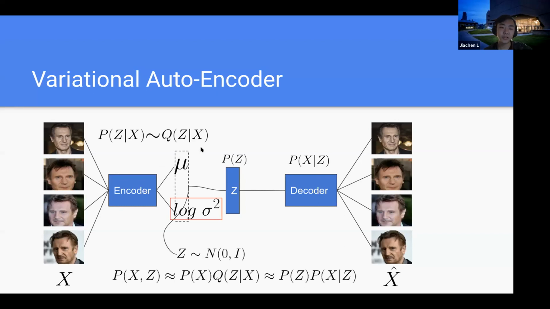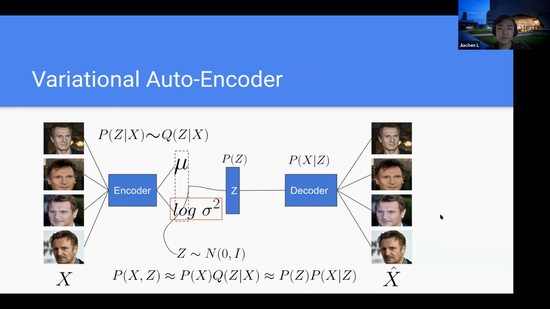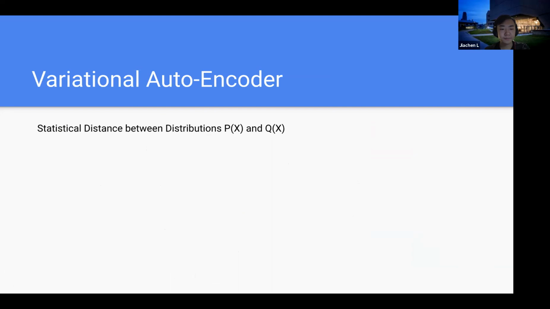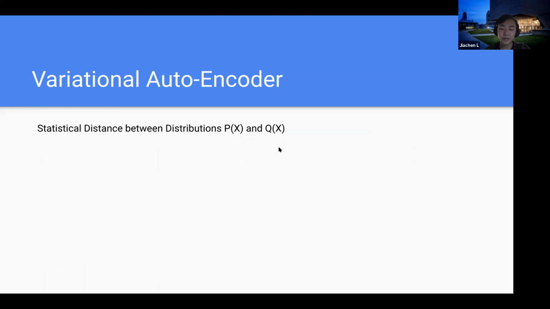But how can we guarantee this is close to P(Z given X)? In the variational autoencoder, we already know there should be a loss function, the reconstruction loss. So what is the other term? The other term is to make these two distributions as close to each other as possible. So let's continue. We need a loss objective to minimize the distance between two statistical distributions, P and Q. Here, P is P(Z given X) and Q is Q(Z given X). We will use the KL divergence.